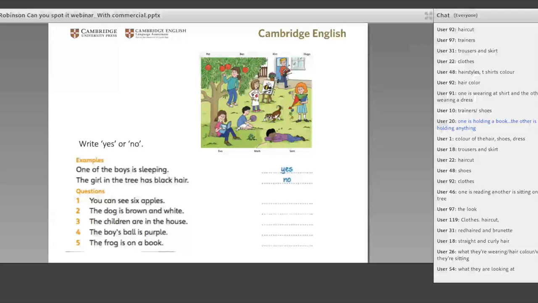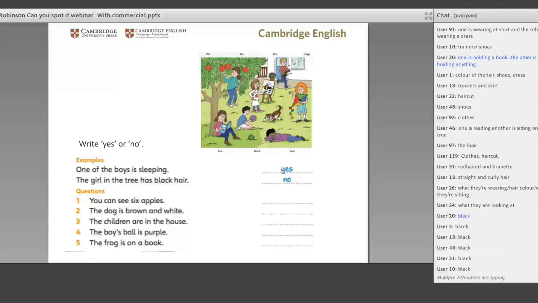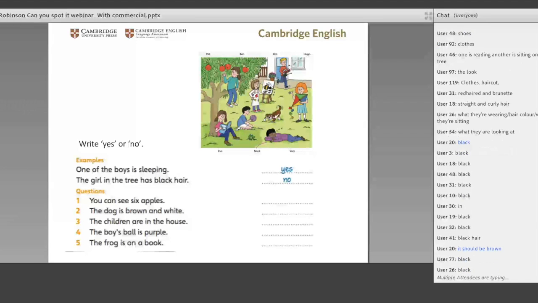Now, if we look at the examples, the first example is a yes sentence. One of the boys is sleeping. But the second sentence, there's something in the sentence which is wrong and makes it wrong for this picture. So which word in the second example is wrong for this picture? The girl in the tree has black hair. Yes. Her hair isn't black, is it? It's brown.